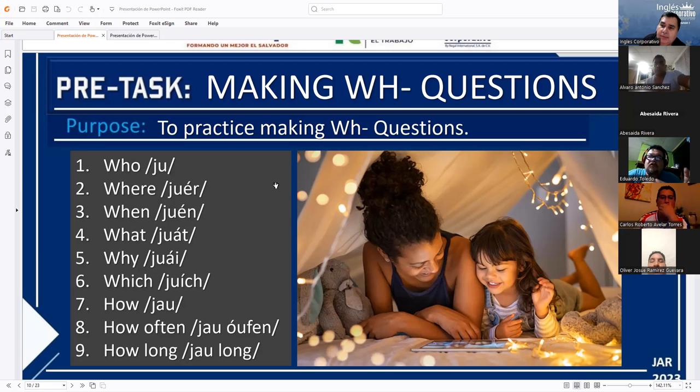Where, in my house, at work, at school. When, in the morning, in the afternoon, on weekends. What, a book, a story, a fruit. Why? Because I was tired. Because I'm sleepy. Because I need money, etc. Which? This one or this one? One or the other?